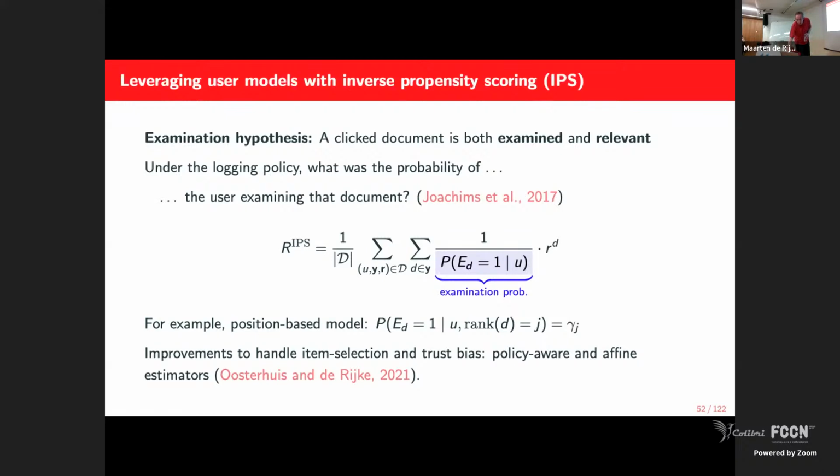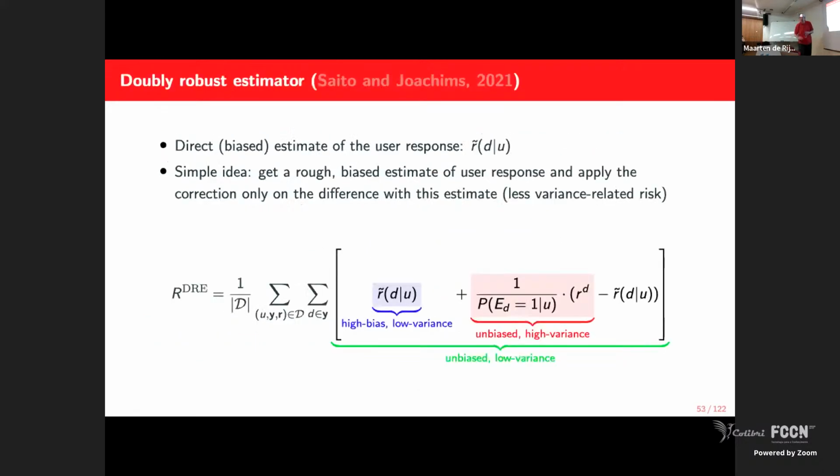Now, we're going to do one more step, right? And so this is an estimator that is called the doubly robust estimator. And what does it do? Well, first, you try to get this biased estimate like we had before of a user's response, and then we apply a correction. But we apply the correction only on the difference with this estimate. Okay, so here's the difference with the estimate.